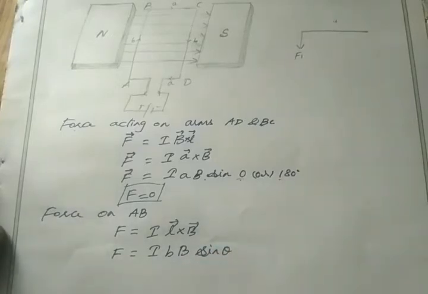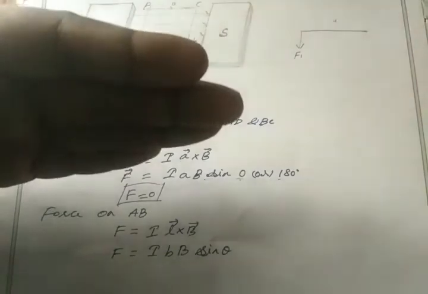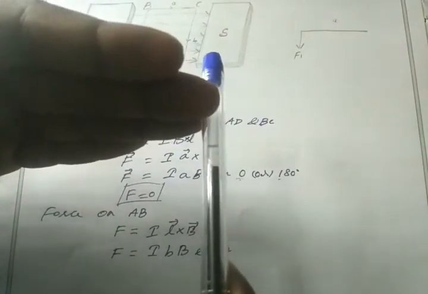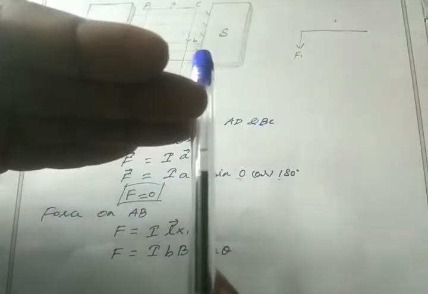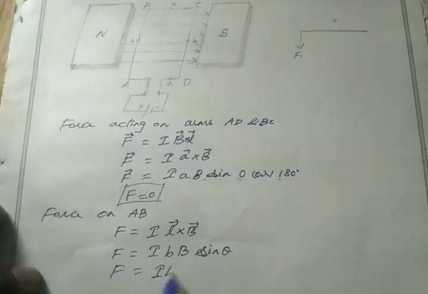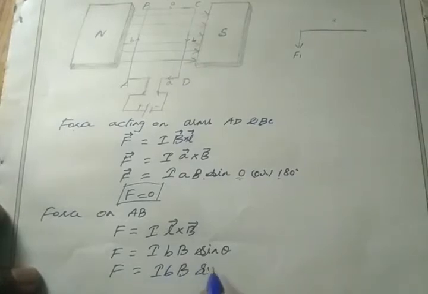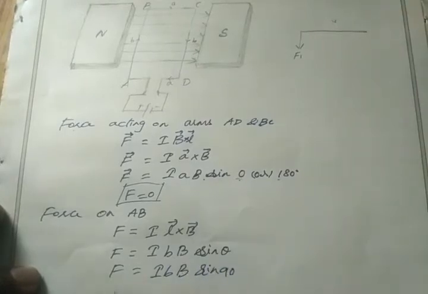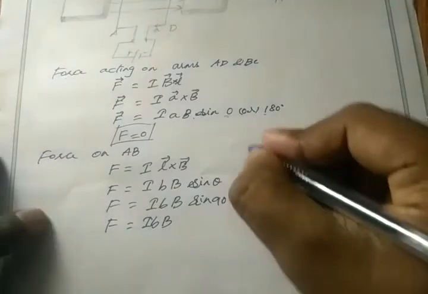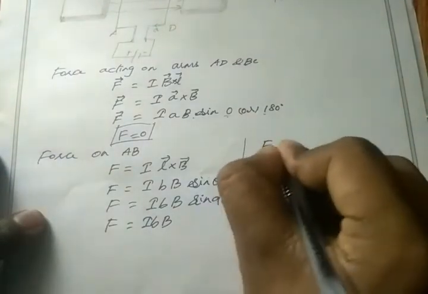As I said already, this is the direction of magnetic field lines. This is the direction of AB. So both are perpendicular to each other. It creates an angle of 90 degrees. So F equal to I B B sin 90, which is F equal to I B B. Okay.